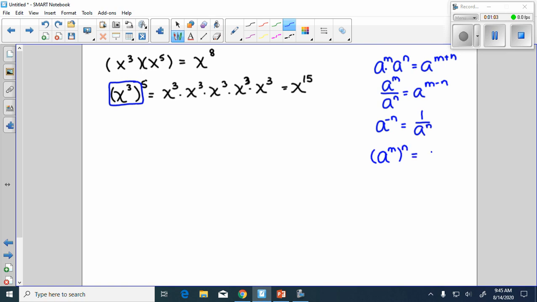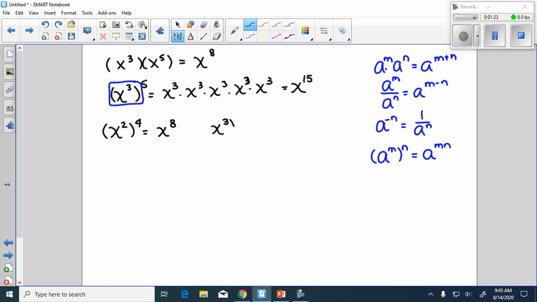Anytime we have a power and we want to raise it to a power, that's when we get to multiply the exponents together. So if we have x squared to the fourth, that's a 4. 2 times 4 is 8, x to the 8th power.